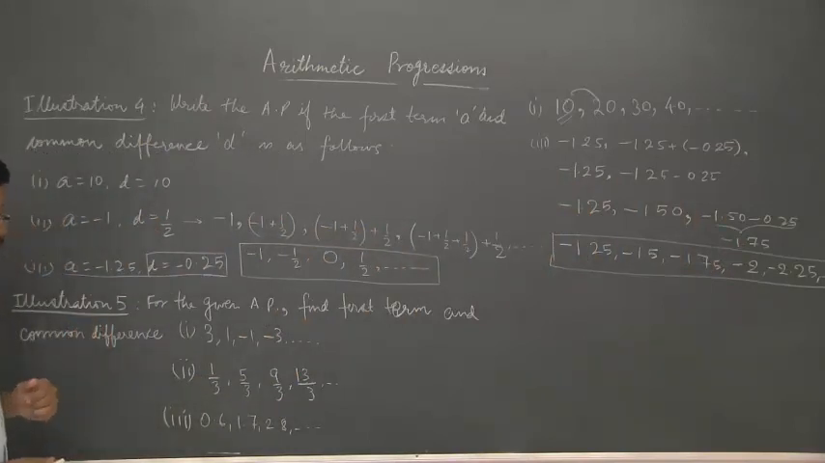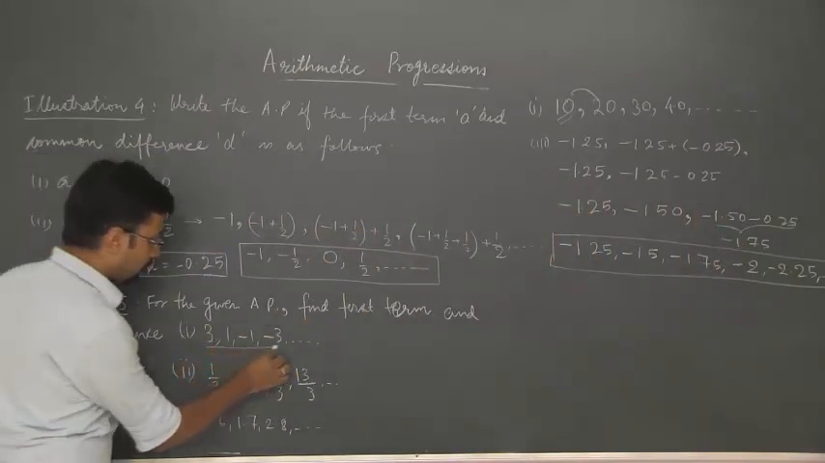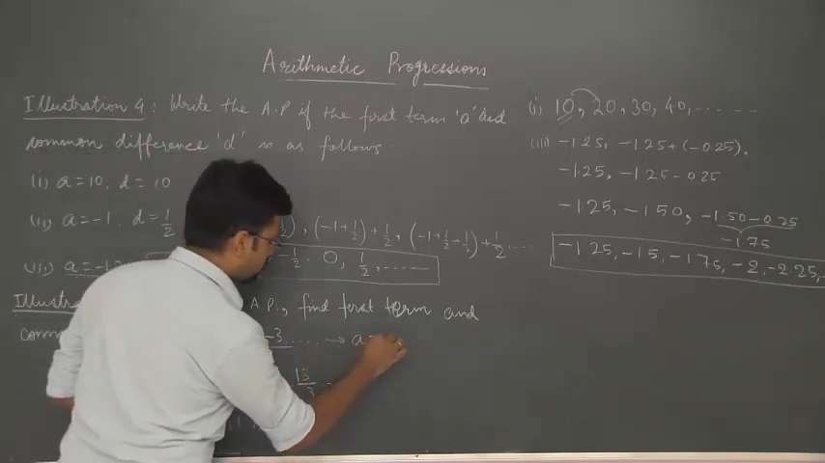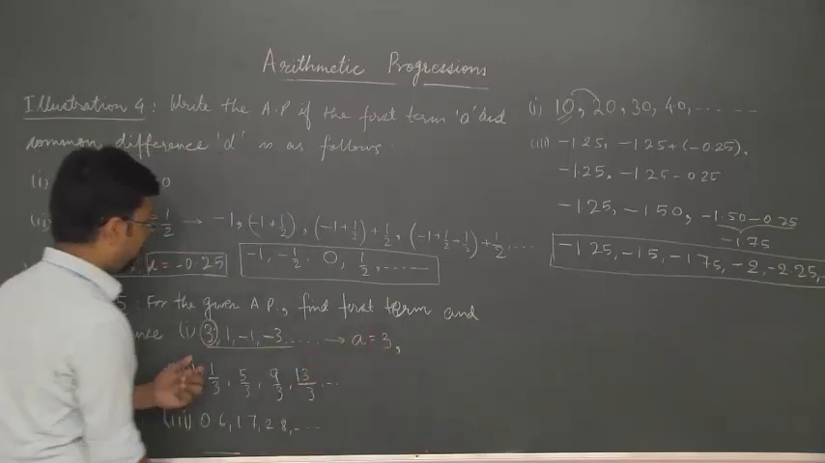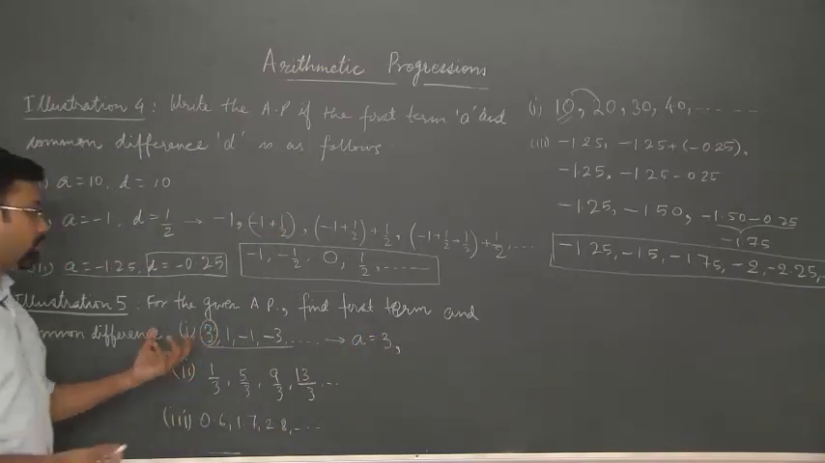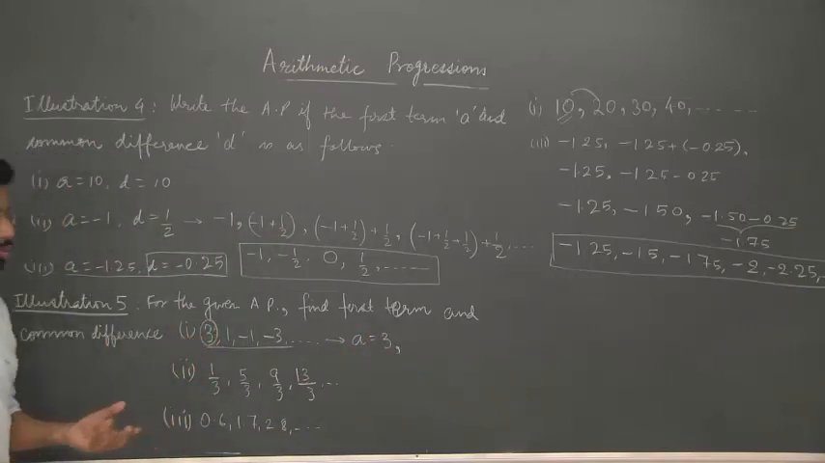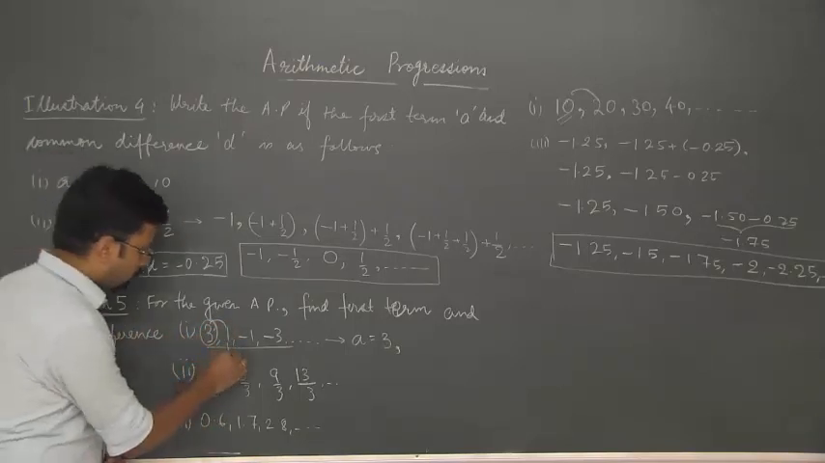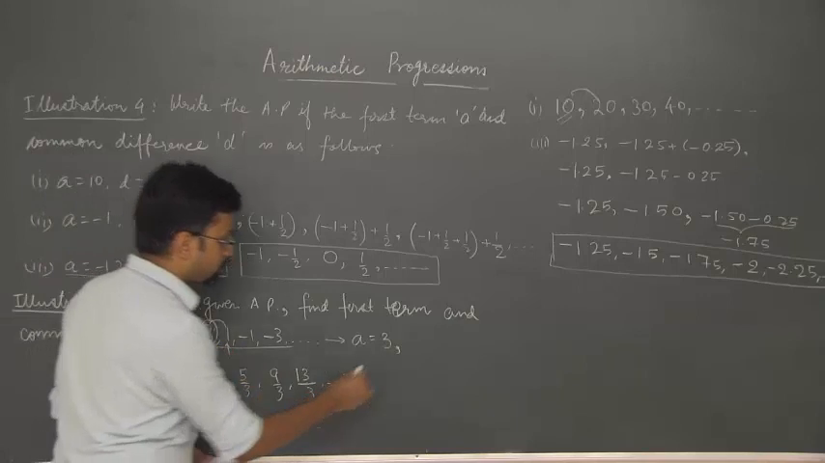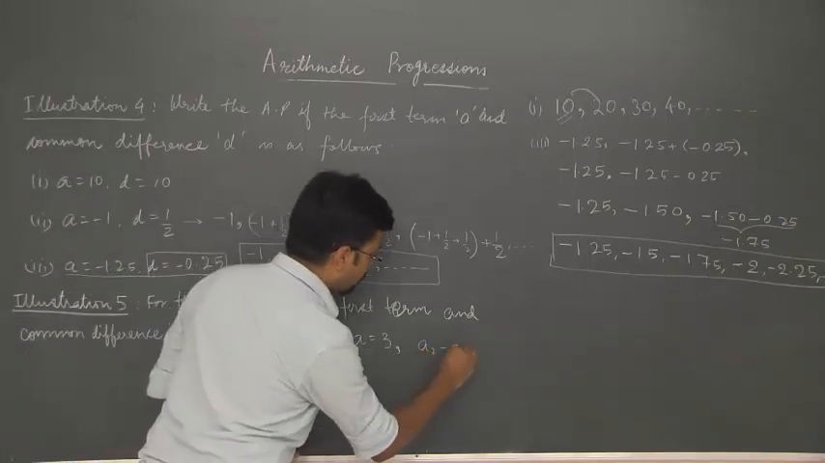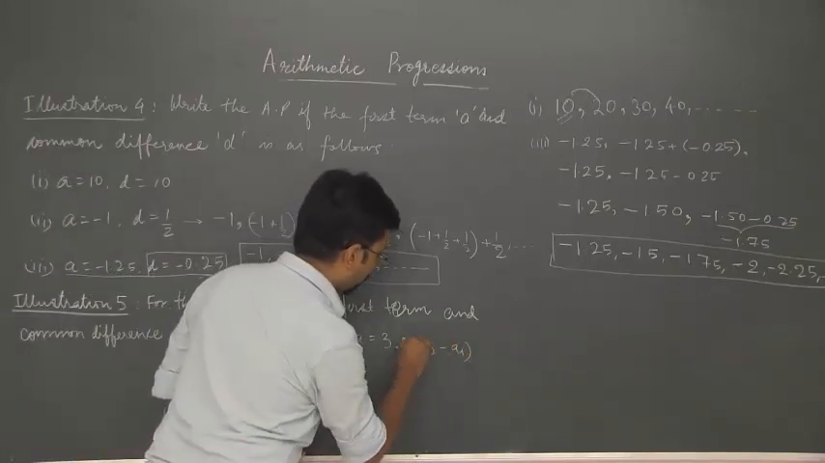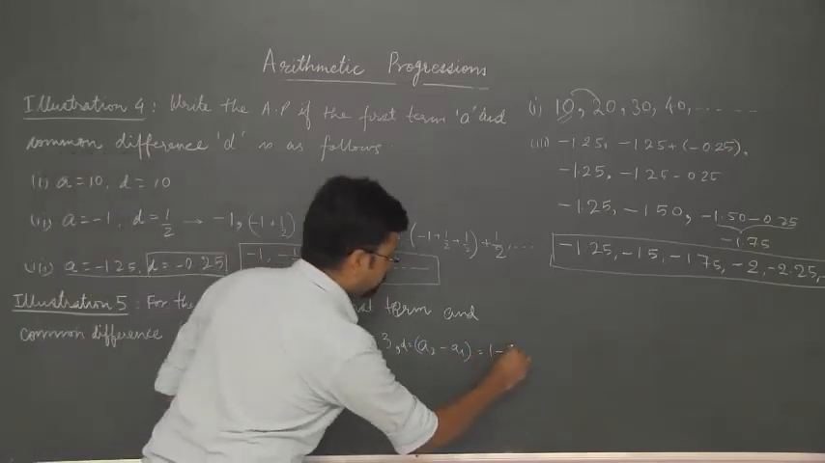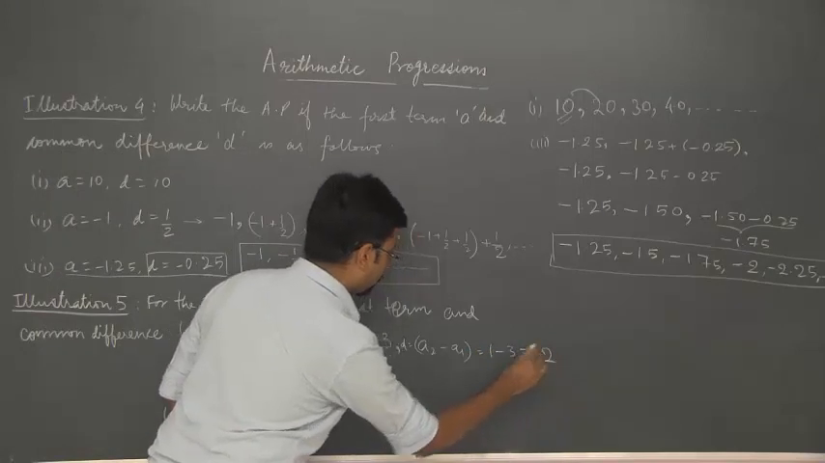Now for illustration number 5, we have been given the AP. So the first term is very easy to identify. So A is 3. For common difference, since it is given that it is an AP, the common difference would always remain the same throughout. So you take any two numbers and subtract. The second term minus the first term would be A2 minus A1. This is equal to the common difference. And here it is 1 minus 3. So we get minus 2 as the common difference.